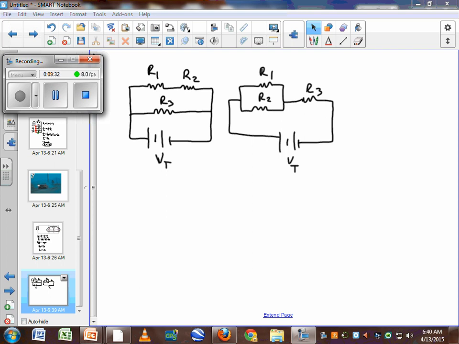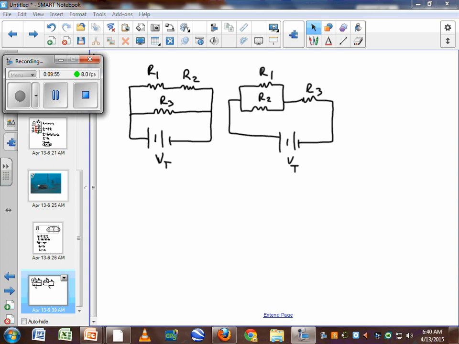Now, question number 5 says, how do you calculate the equivalent resistance of a circuit that is a combination of a series and a parallel circuit? And so I have both examples that you're going to have to know how to do. The example on the left, you'll notice R1 and R2 are in series, and then those 2 are in parallel to R3. And then over on the right, you'll see R1 and R2 are parallel to each other, which is in series with R3.